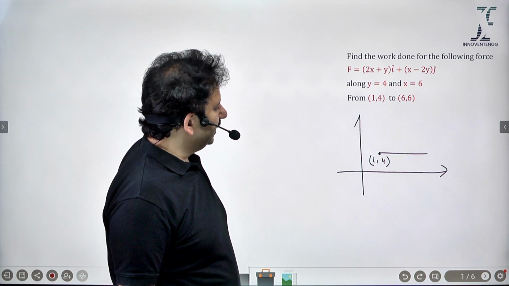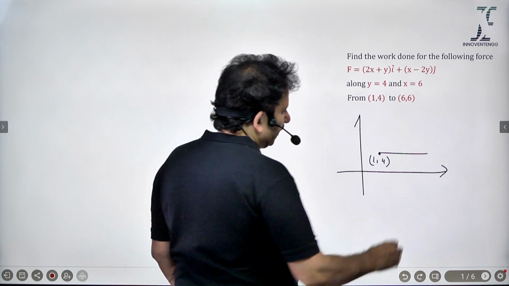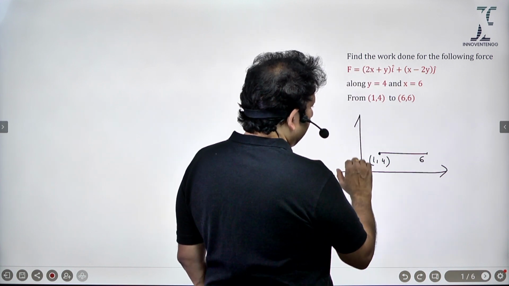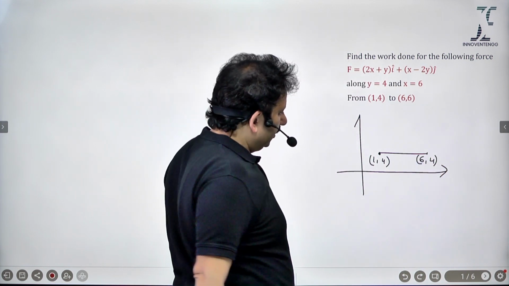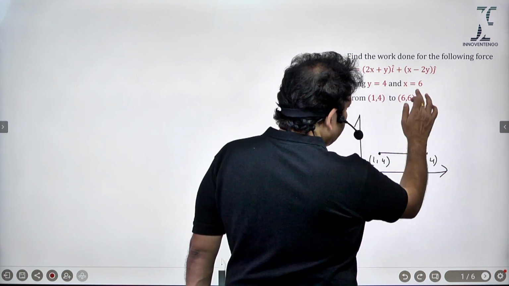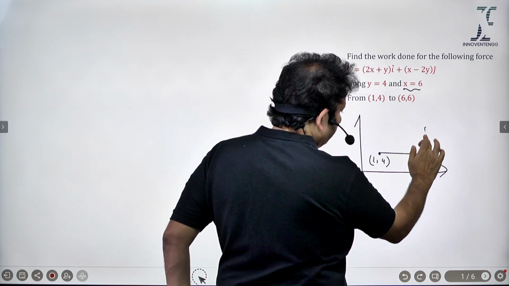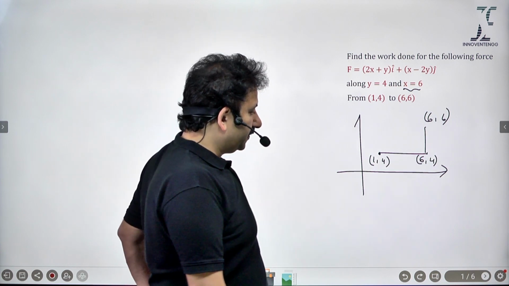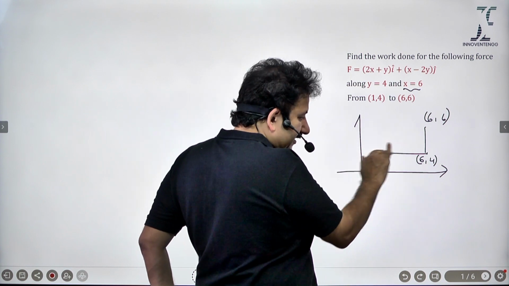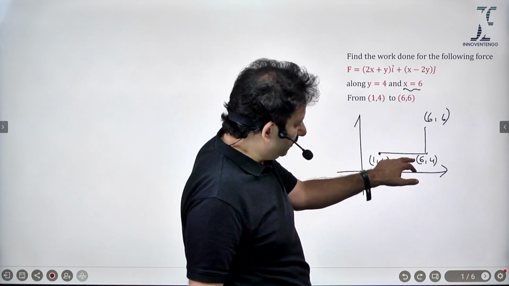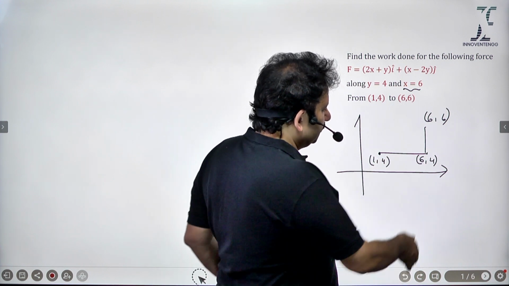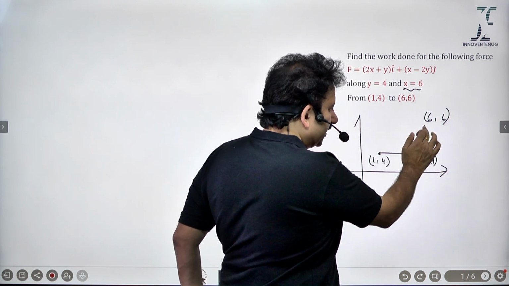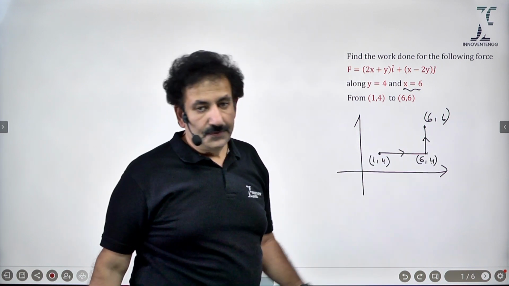Then you integrate such that x is kept constant, until you hit this particular point where the x coordinate is 6 and the y coordinate is 4. Is that clear? From (1, 4), you travel all the way to (6, 4), keeping your y coordinate constant. That means this line is absolutely parallel to the x-axis. And once you hit the point (6, 4), your x is kept constant, because you are drawing a line parallel to the y-axis. That means your x distance, 6, is constant, but y varies from 4 to 6. So this is the path that you travel in order to compute the work done.